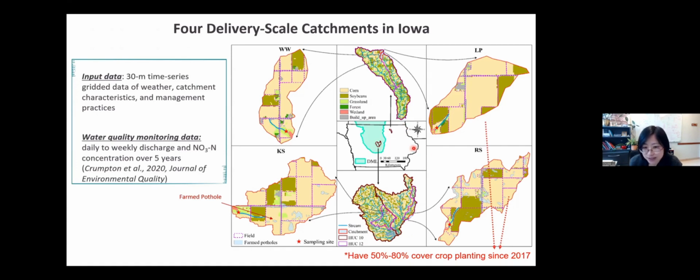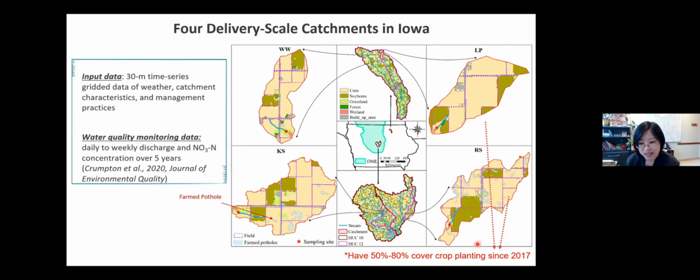And another thing is that in each pair of them, one catchment has had cover crop planting since 2017. So their cover crop adoption rate ranges from about 50% to over 80%. All this similarity and dissimilarity make them a perfect testbed for our model.